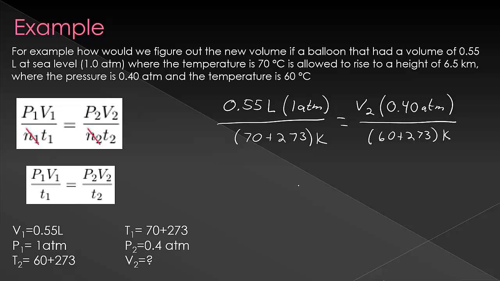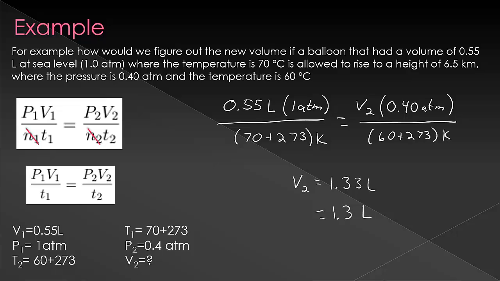From here, we solve for V2 to get 1.33 liters. We must always check our sig figs. And in this case, the question was really written for 2 sig figs since each of the numbers given have 2 significant figures. So we will have 1.3 liters.